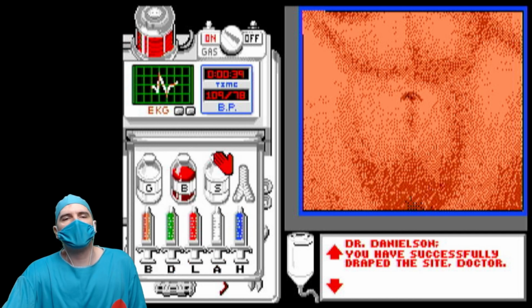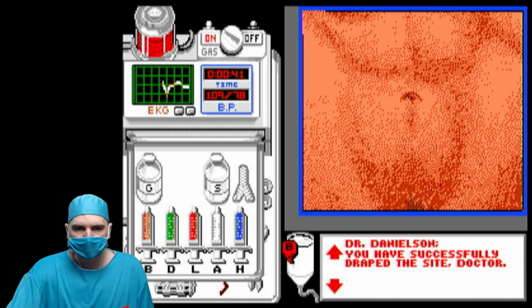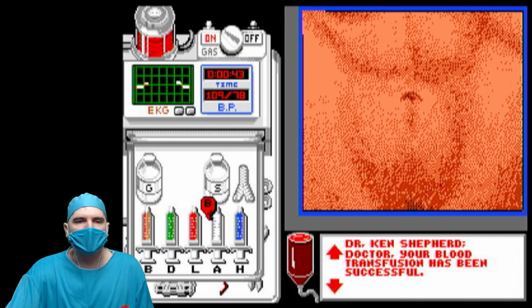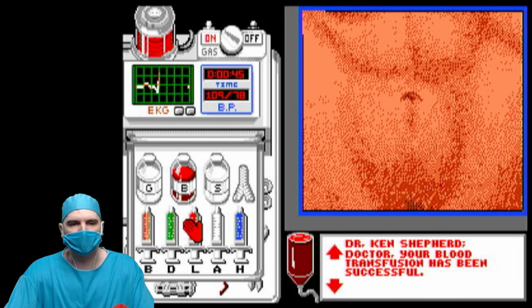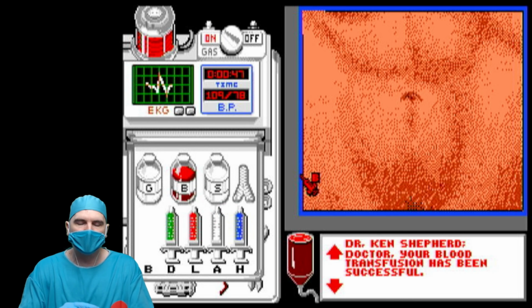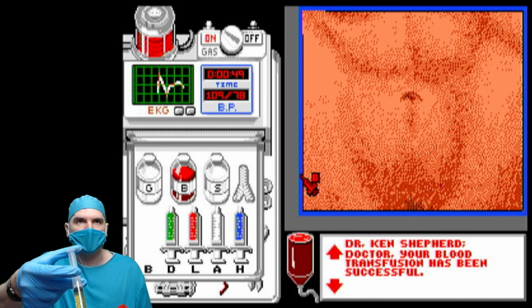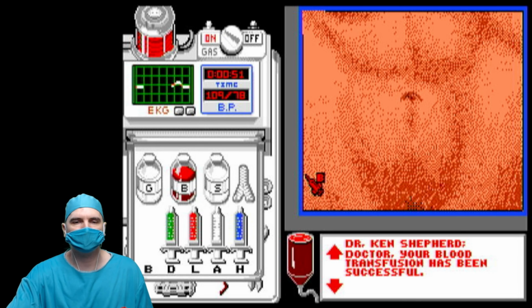Right, we're not done yet. Of course, we need blood in the IV bottle. And of course, Doctor, we need to make sure your patient blood transfusion has been successful. So I'm going to apply the antibiotics to the patient. You have injected the patient with antibiotics.